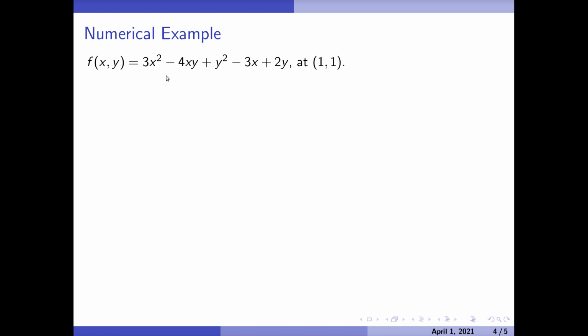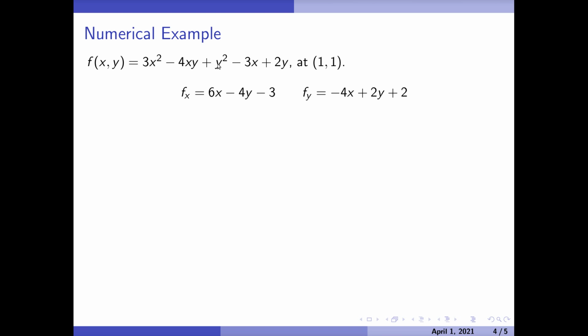All right, so as a numerical example, here's a function, and we're sitting at the point (1, 1), and we would like to reduce the value of the function. So what is the value of the function right now? 3 minus 4 is minus 1, plus 1 is 0, minus 3 plus 2 is minus 1. So the value of the function right now is minus 1. And we're going to see if we can decrease the value of that. So at the point (1, 1), we compute the value of the gradient, and so we need our partial derivatives to do that. So f sub x is 6x minus 4y minus 3, and our other partial derivative, f sub y, is minus 4x plus 2y.